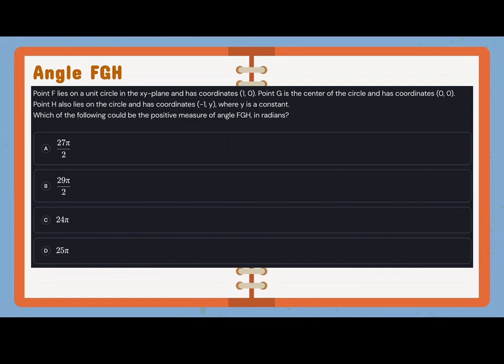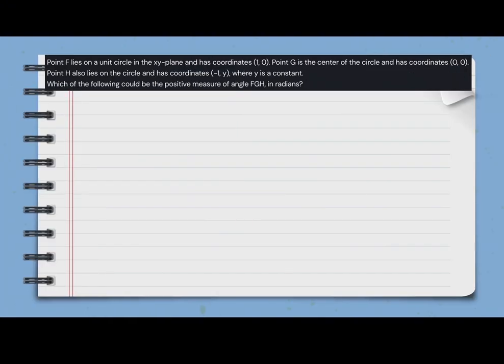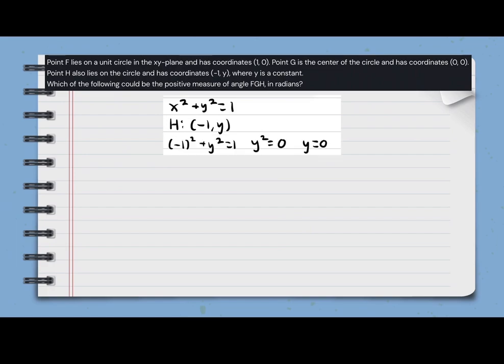Point F lies on coordinate (1, 0). Point G is the center at (0, 0). Point H lies at the coordinates (-1, y). What could the positive measure of angle FGH be in radians? Because we are dealing with the unit circle, there's only a radius of 1, which makes it simpler for us, and we start off in the center at (0, 0), so no h or k needed either. H is (-1, y), meaning we can just plug that in, and we'll find that y equals 0.